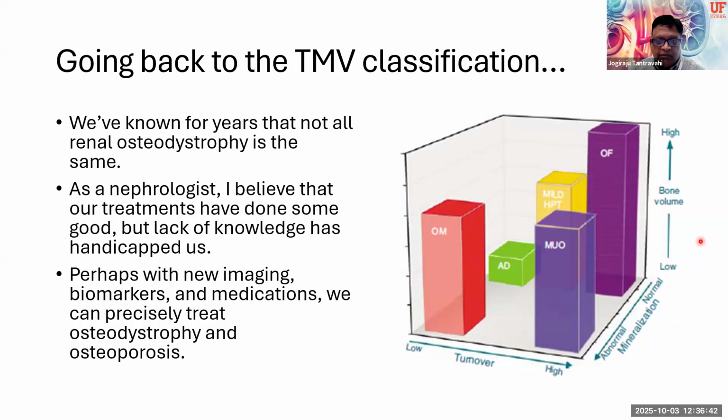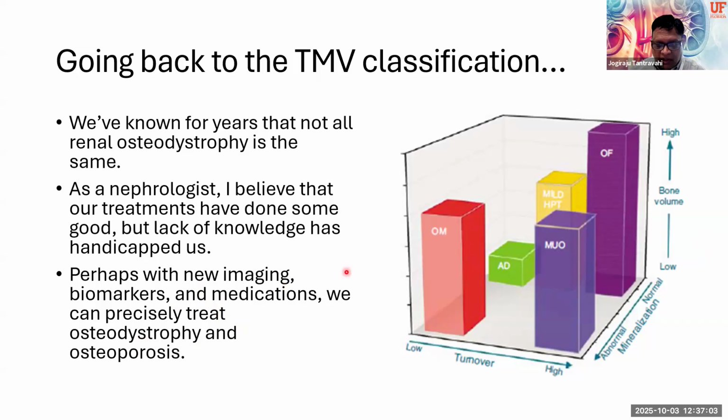But with 500,000 hemodialysis patients and a number of PD patients and even patients with transplant, these bone diseases are going to remain predominant in our lives. And with new imaging, new markers, and medications, we might be able to precisely treat renal osteodystrophy and osteoporosis.